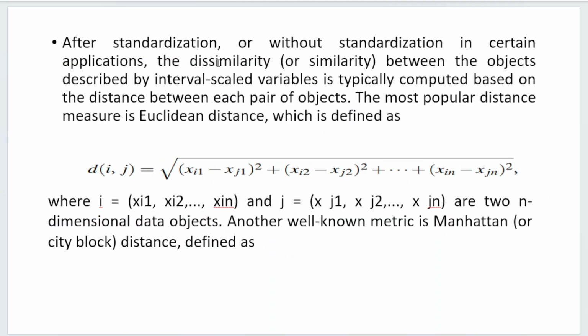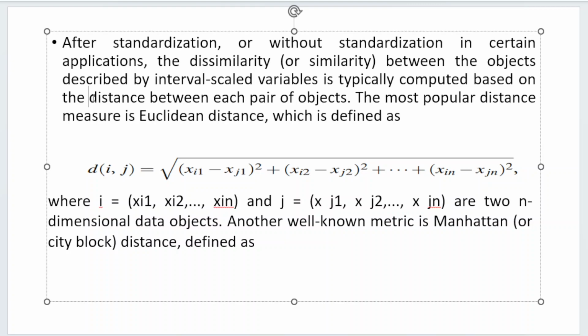After standardization, or without standardization in certain applications, the dissimilarity or similarity between objects can be described by interval scaled variables. How? With the help of the distance between a pair of objects. Now the question is how to calculate the distance between two objects. We can calculate it with the help of the Euclidean distance.